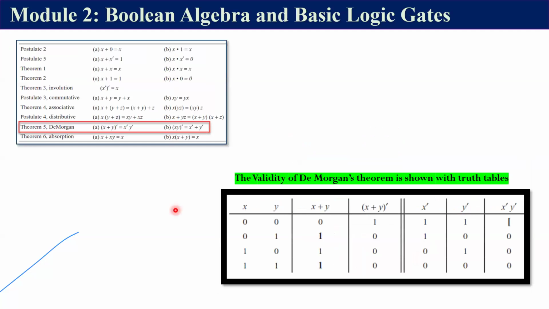The next one is the validity of De Morgan's theorem. See De Morgan's theorem given here. We're making use of a truth table to also prove it.